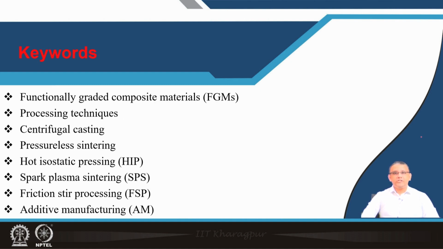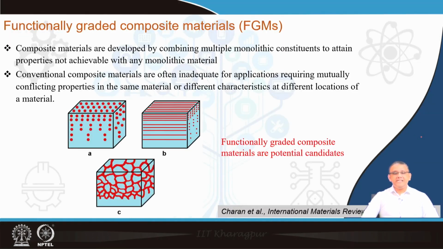The main keywords to be covered in this lecture are again FGMs, then the different processing techniques like centrifugal casting, pressureless sintering, hot isostatic pressing, spark plasma sintering, friction stir processing and additive manufacturing. So, this is a recap of the previous lecture which I covered, and here we again show how a typical FGM structure is designed.